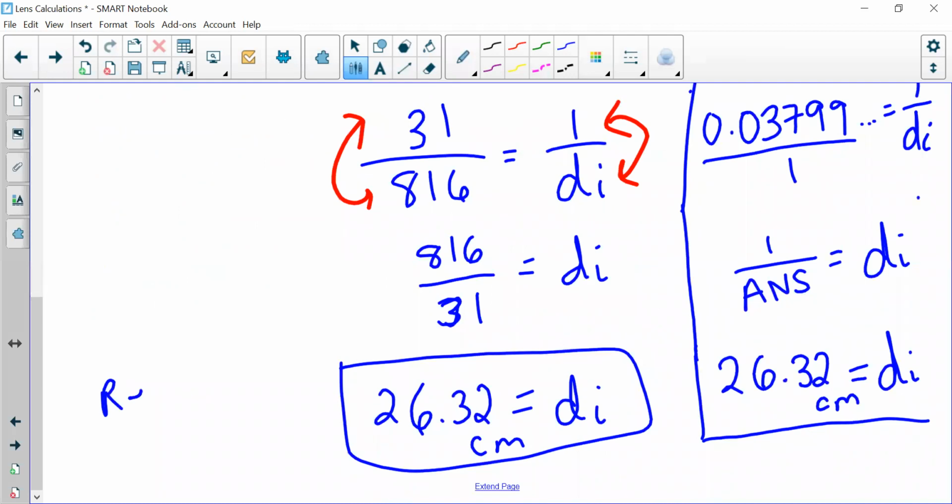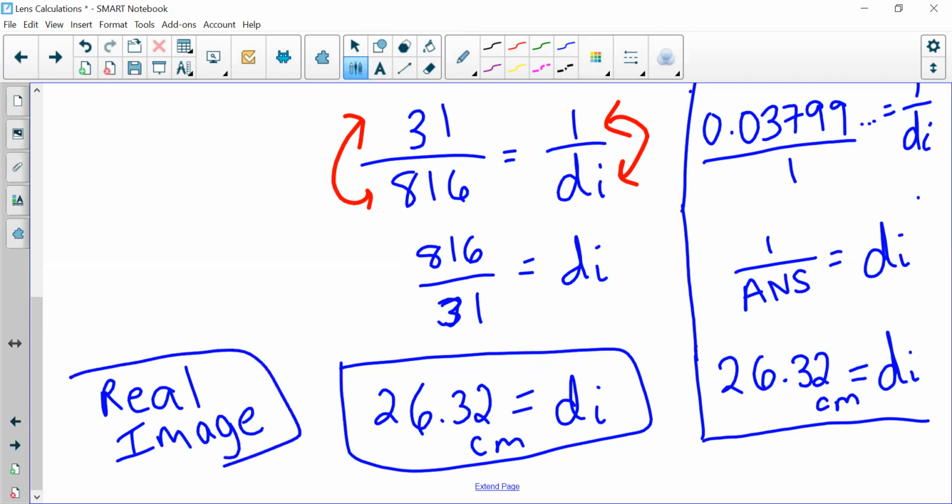So if you want to add that on your note, a positive DI tells you that it's a real image. If you end up with a negative, it means it's a virtual image and it's forming on the same side of the lens as the actual object. So this is a real image.